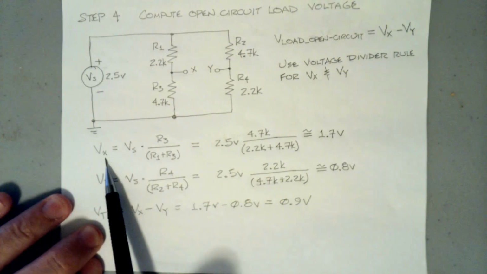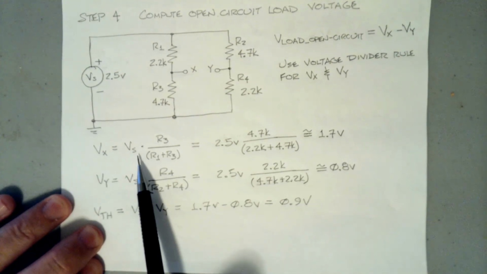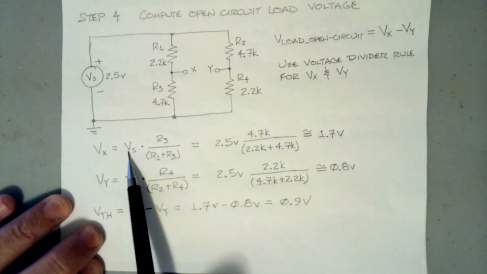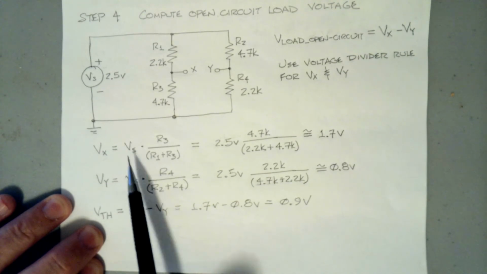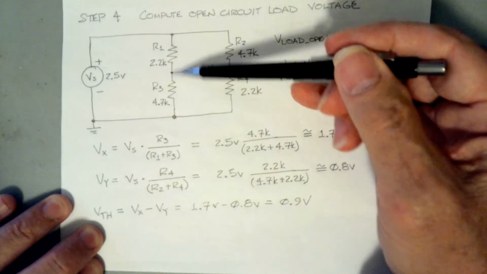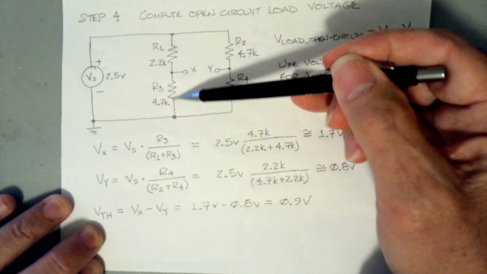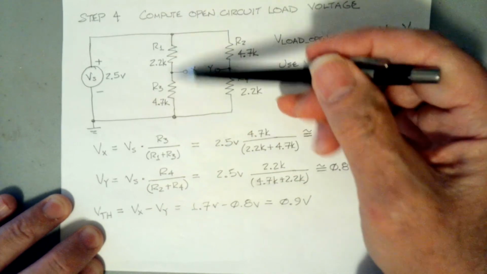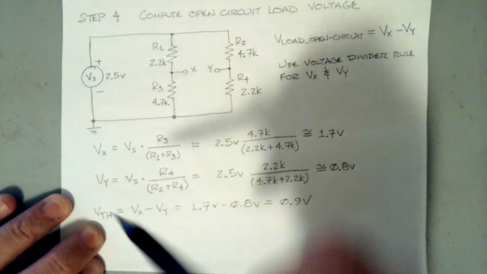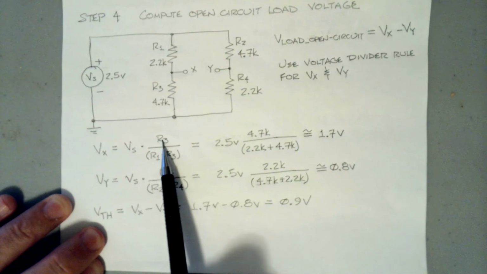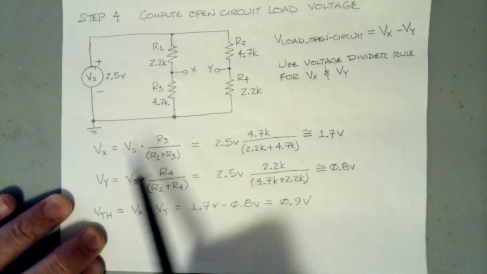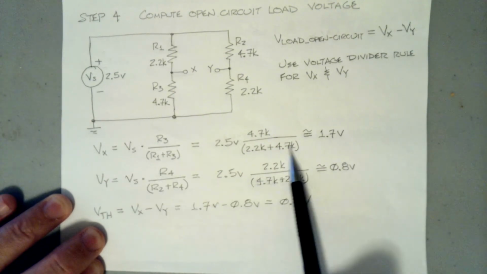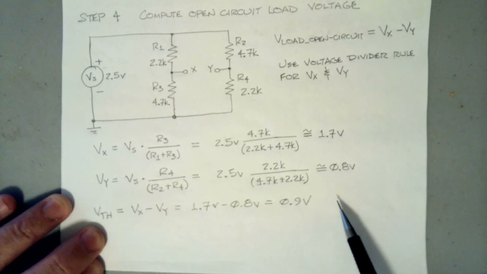So Vx, that's the voltage divider rule, but it's not really that tricky. I take Vs, which is our 2.5 volts, and divide it by R1 plus R3, so I have this voltage divided by this total resistance, and I have the current flowing down through that branch. When I multiply that current by R3, I wind up with the voltage from X to ground. And we carry that out and we wind up with 1.7 volts.